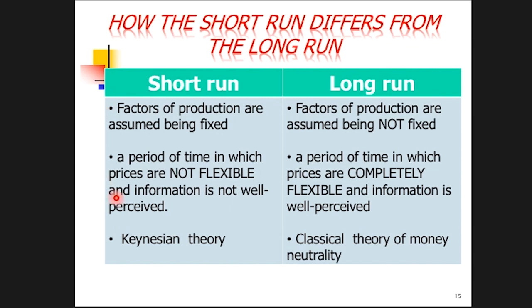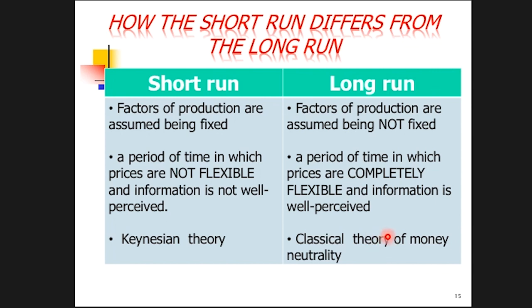The theory of AS in the short run is called Keynesian theory. It was raised by John Maynard Keynes and his associates. In the long run, the price is assumed to be completely flexible and information is well perceived. So this theory was raised by classical economists, and this is called the classical theory of money neutrality.